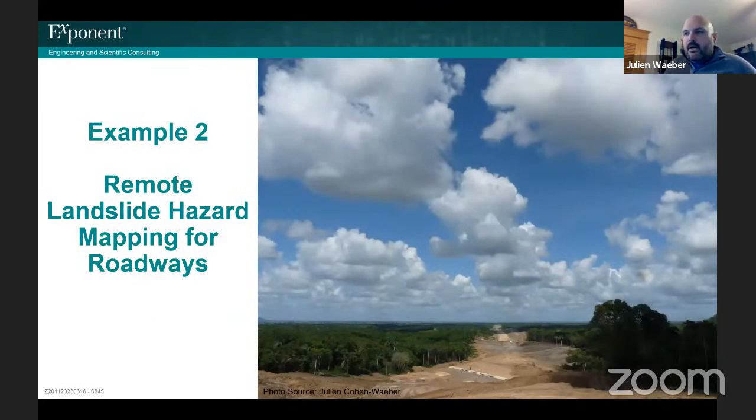Another example is how you might apply this to landslide hazards and long transportation artery system planning. And so this is an example of some landslide hazard mapping that I performed for a roadway going through a tropical jungle. And as you can imagine, there's quite a bit of complexity involved in trying to understand where landslides might be in a very densely forested environment.